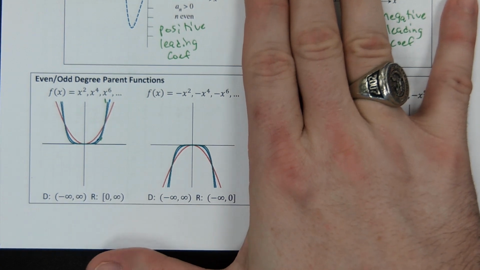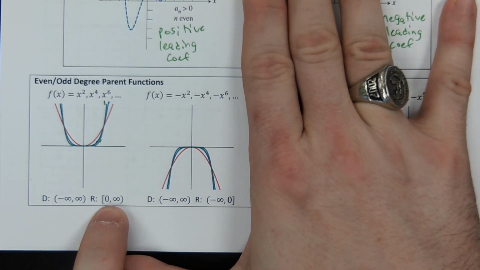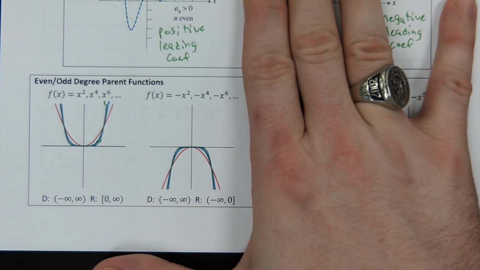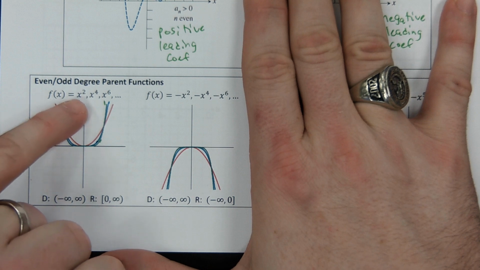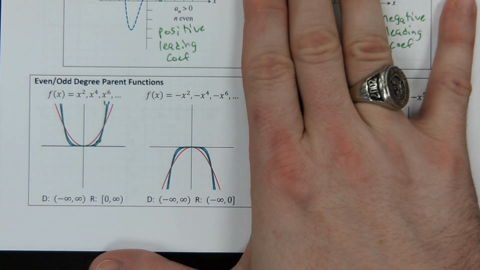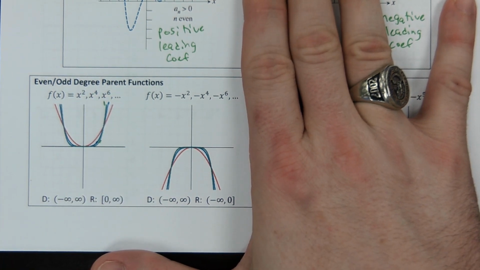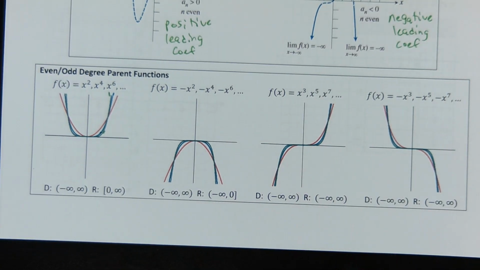And that is why this range is not all real numbers. But you'll notice the domain is all real numbers. That's because you can raise a number to any positive power you want, and you'll never get in trouble. In fact, that's true for odd degree polynomials as well. As long as you're dealing with real numbers and whole positive exponents, you can raise a number to any whole positive exponent you want. The domain of every polynomial is the same, all real numbers.